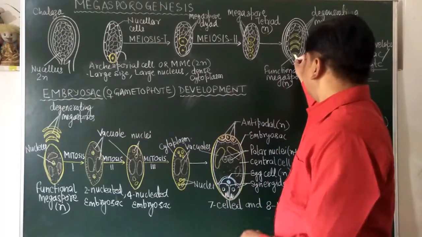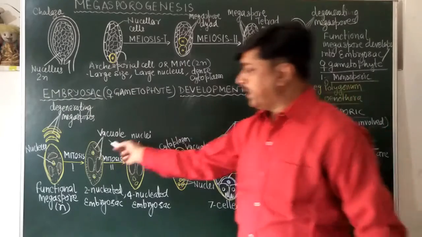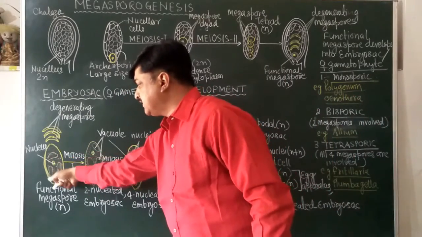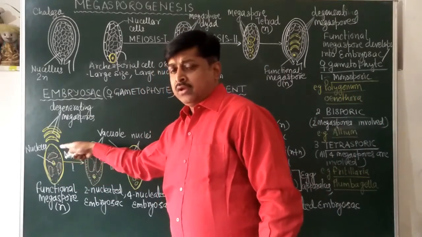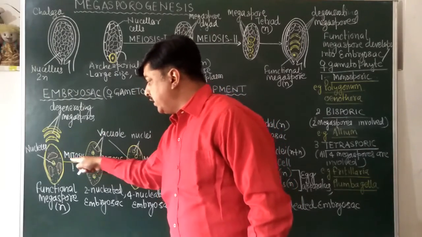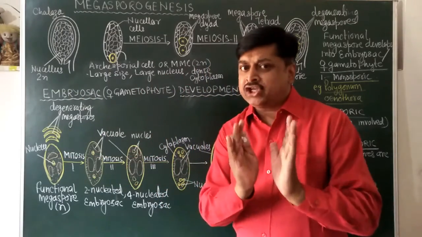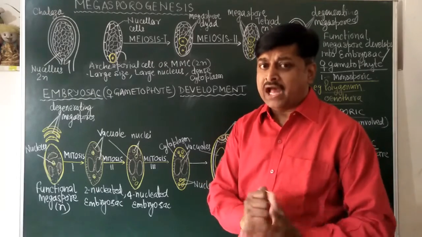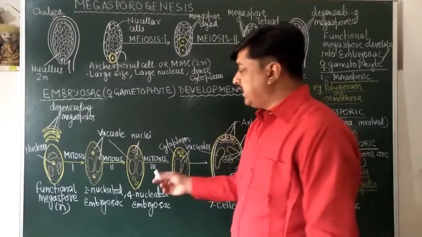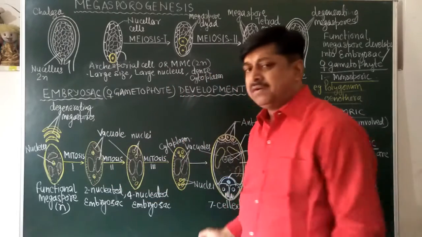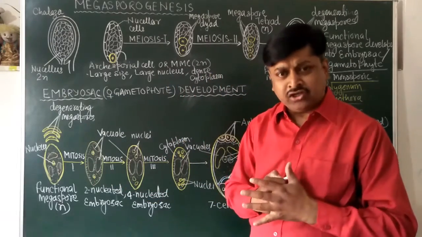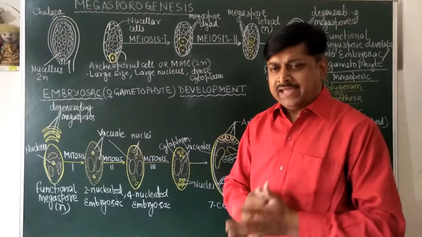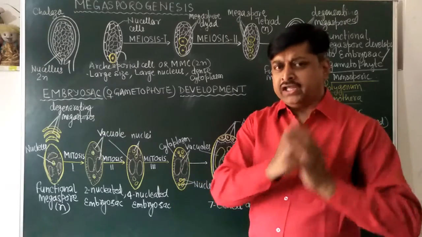Clear? This functional megaspore it enlarges in its size. Here you can easily see. Clear? Now its nucleus undergoes 3 successive mitosis cell division or mitotic cell division. Clear, student? यहाँ पे आपको फोकस करना है the cell division which is involved is the mitotic cell division or mitosis cell division. Clear? And this retain the ploidy.